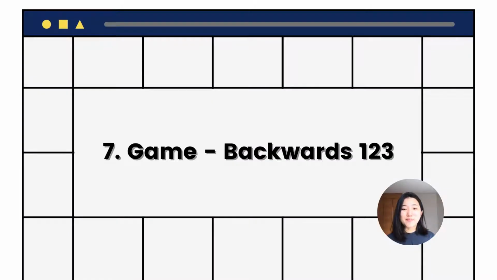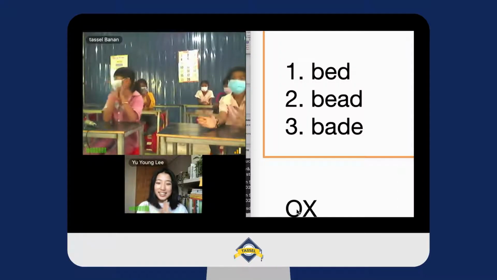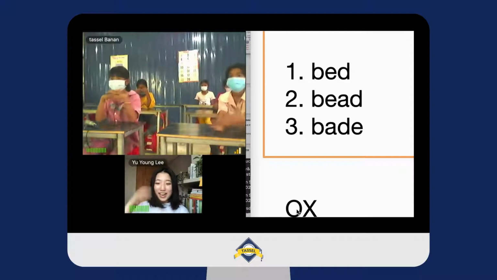I also like to play backwards 1, 2, 3, where the students pronounce a word that the Khmer teacher has chosen from the list of 1, 2, or 3. Since we're only on our second lesson of letter E today, we played backwards 1, 2, 3 as a whole class. But we can also play this game by calling students up individually. Fun! Okay, let's play one more time.